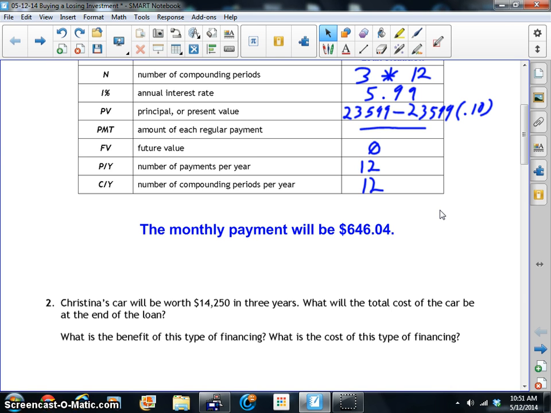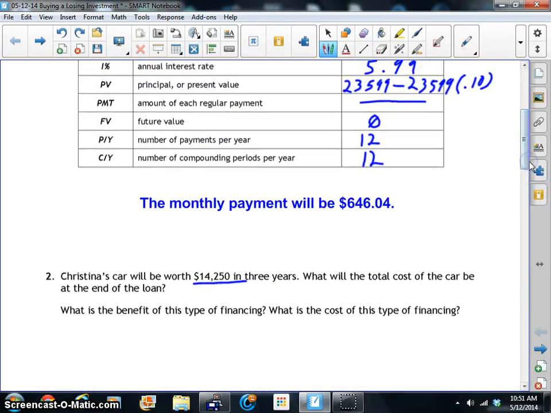Now, Christina's car will be worth this amount in 3 years. They probably looked at the Kelley Blue Book, looked at this particular car, and said it will lose this much value within the next 3 years. We can look at that later. So what will the total cost of the car be at the end of the loan? We're looking at the cost of the car to you. This is the equity. After we pay off this car, this is the money that we're worth.